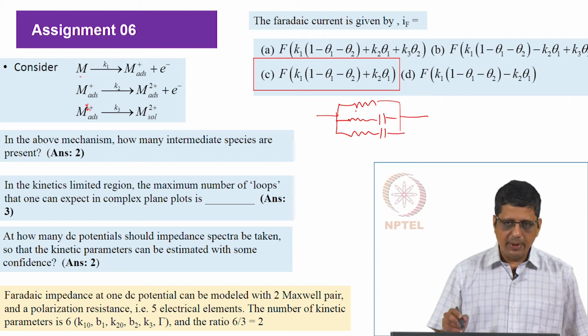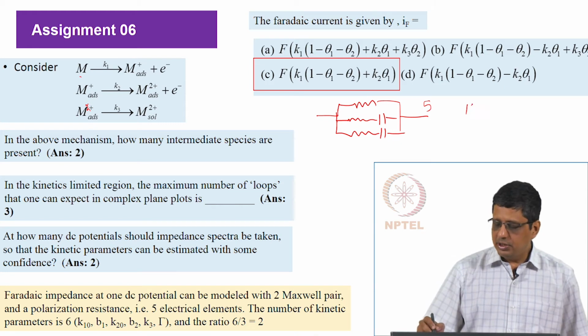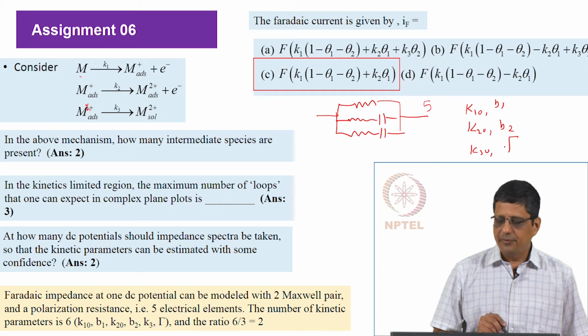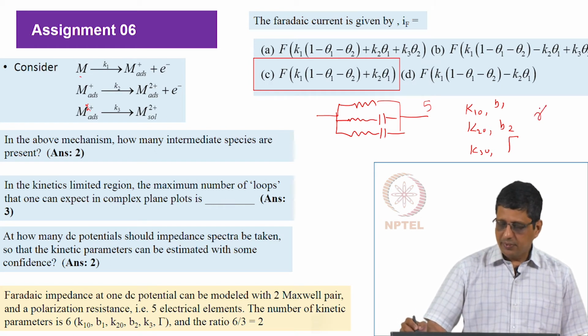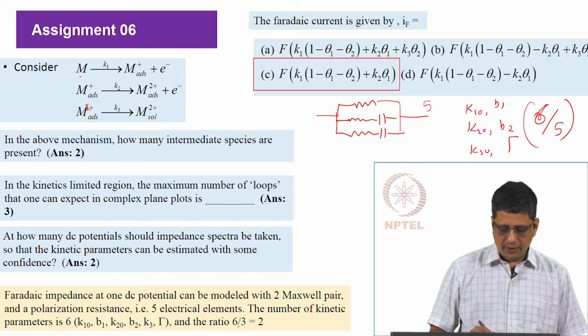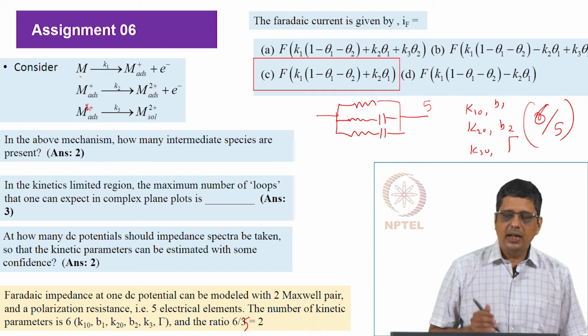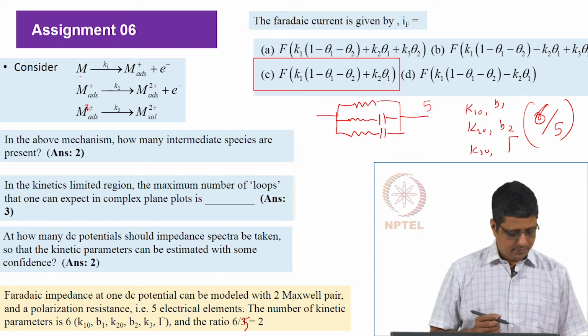This is just for the Faraday impedance. In addition to this, you have double layer capacitance and solution resistance. So, this has 5 electrical elements. Kinetic parameters, we have K10, B1, K20, B2 and K30. In addition, we have gamma. So, we have 6 kinetic parameters which are mapped into 5 electrical circuit elements. So, the ratio 6 by 5, if I round it up, I need to have at least data at 2 different DC potentials.